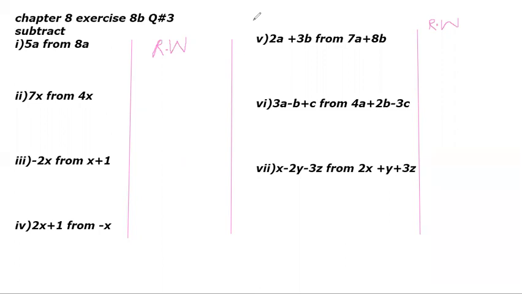And you should know that both are like terms. 8a and 5a both are like terms. We have to subtract them. I need to write 8a first, because we have to subtract 5a from 8a. So 8a minus 5a will be equal to 3a. How it's equal to 3a, I will explain here in the rough work.